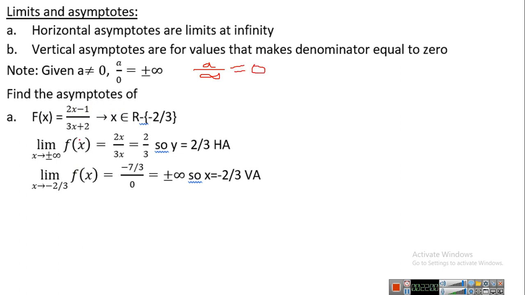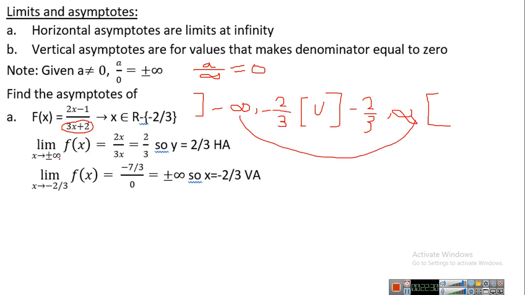Find the asymptotes of this function. First of all, I do the domain of definition, which gives the vertical asymptote. So x cannot be minus 2 over 3. Let me start with the horizontal asymptote. Why do I do the horizontal asymptote? Because here you have from minus infinity to minus 2 over 3, union minus 2 over 3 till infinity. I need to know the behavior at infinite points, what's happening to the curve. So we do the limit at infinity, it will be 2x over 3x, 2 over 3. So y equals 2 over 3 is a horizontal asymptote.